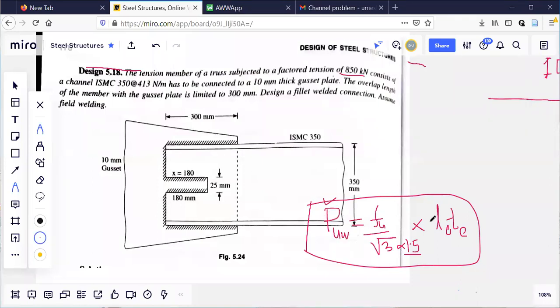FUW and all, you can easily get this value. It will not be 184 something now. 1.5 is to be divided now. So 410 by root 3 into 1.5. You can get this number. So weld stress can be calculated. LE is not known to us. LE has to be calculated. What about TE here? How is it done? I'll show you here. Just observe this.